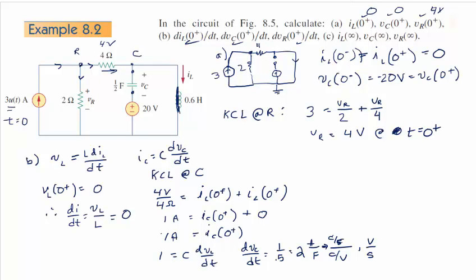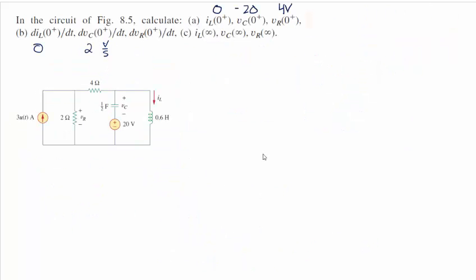We were here right now. We found these values so far, and now we need to find dVr, the rate of change of the voltage across this resistor as a function of time. So I transferred the values that we have found so far, and the question now is that we have to find dVr at time 0 plus.